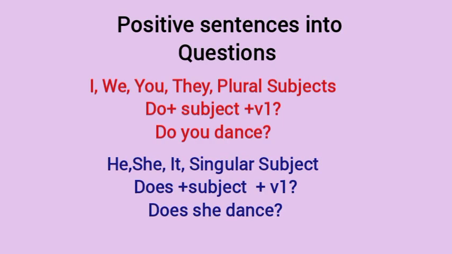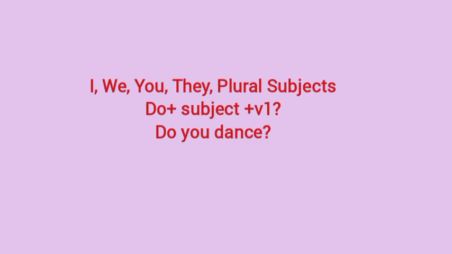When we change positive sentences into questions, we put do or does before the subject and a question mark at the end. So the formation of our sentence becomes do plus subject plus first form of the verb. For example, do you dance? Now for singular subjects, does plus subject plus first form of the verb. For example, does she dance?